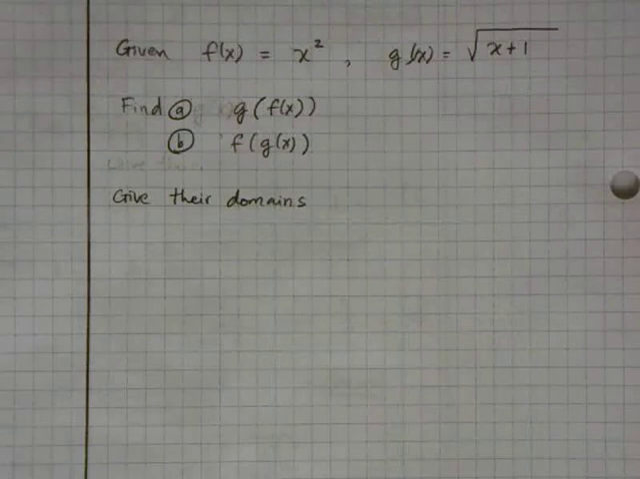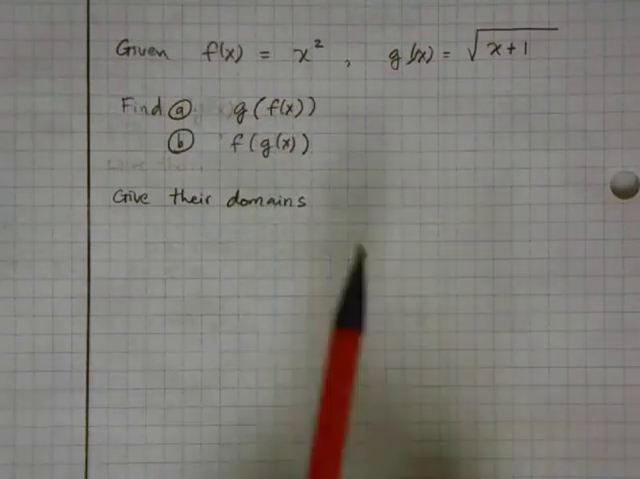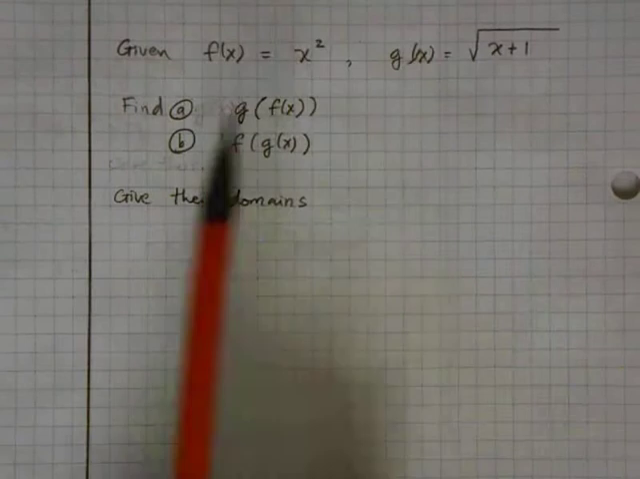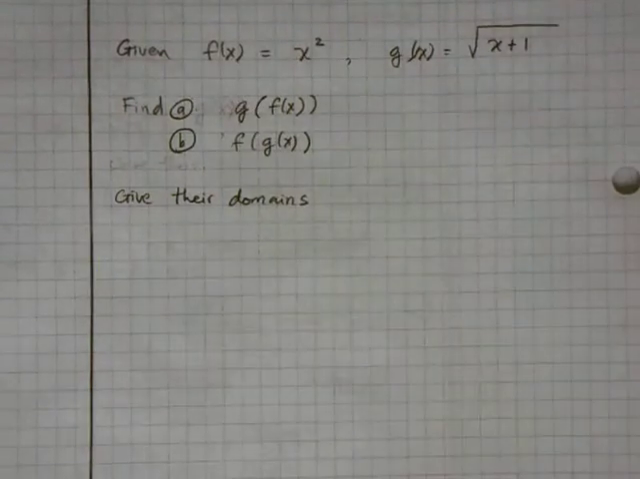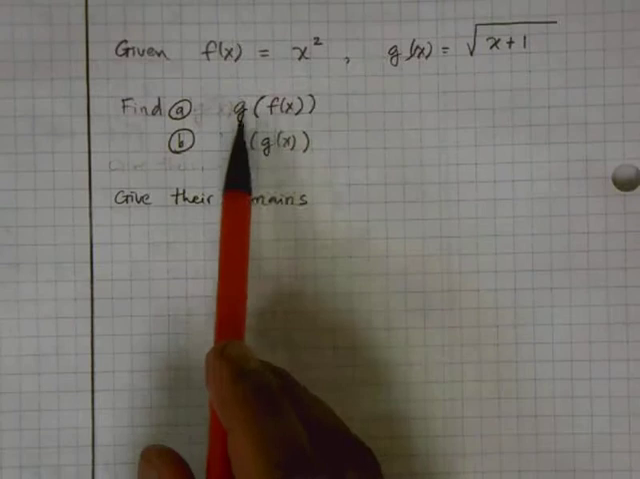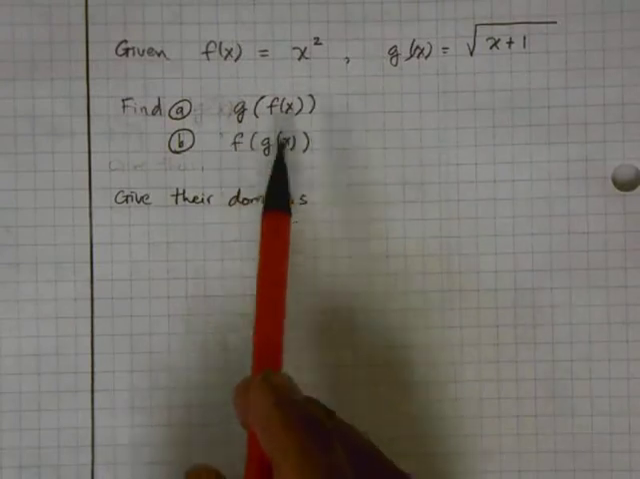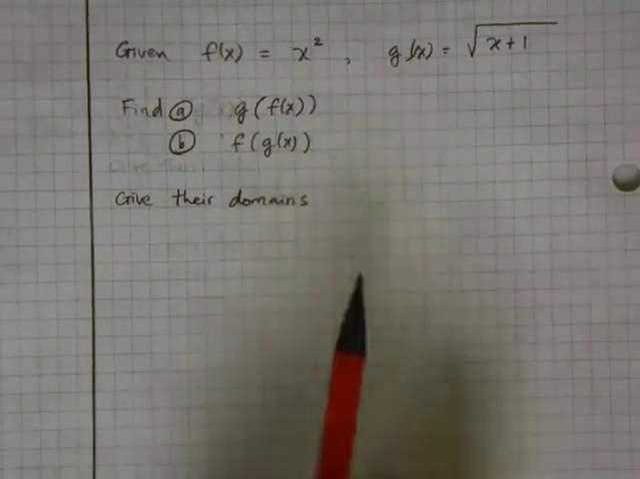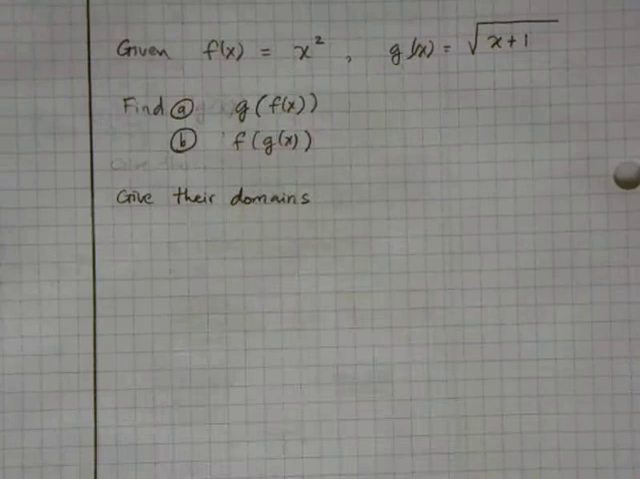Okay, so we've defined function composition in that last video, and now what we want to do is actually try and find some of these compositions with an example. So I have here a function f of x is x squared, g of x is square root of x plus 1. We want to find g of f of x and f of g of x, and we're also asked to give their domains.